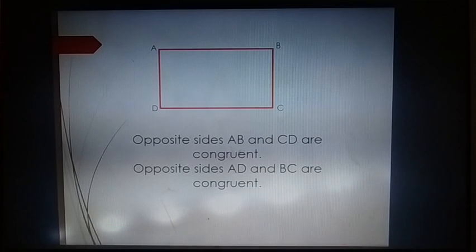In quadrilateral ABCD, opposite sides AB and CD are congruent, opposite sides AD and BC are congruent, then quadrilateral ABCD is a rectangle.